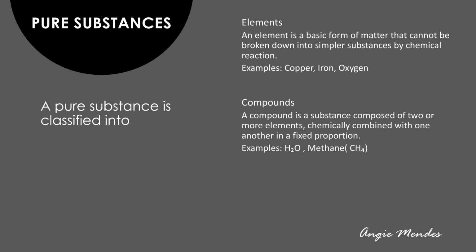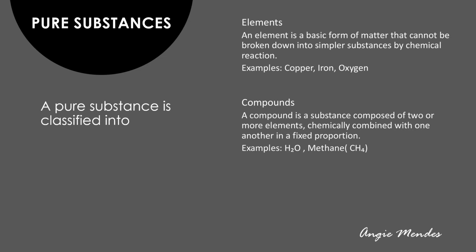An element is a basic form of matter that cannot be broken down into simpler substances by chemical reactions. Take the example of oxygen. Oxygen is an element and it cannot be broken down into something simpler than what it is. It is present in the basic form, that is oxygen itself.